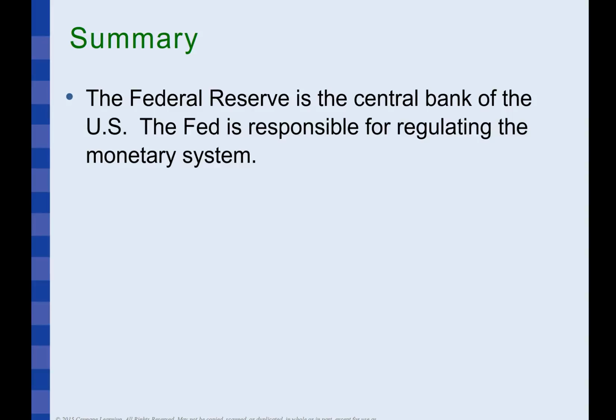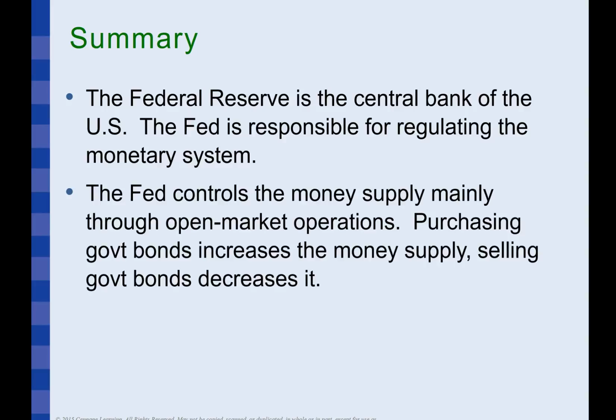The Federal Reserve is the central bank of the United States, and as a central bank, they're responsible for regulating the monetary system. They control the money supply, primarily using open market operations, buying and selling bonds. Purchasing bonds increases the money supply. Selling bonds decreases it. And that's everything for Chapter 16. Chapter 17 will follow and be highly related to this, as it looks at the growth of the money supply and how it influences inflation.